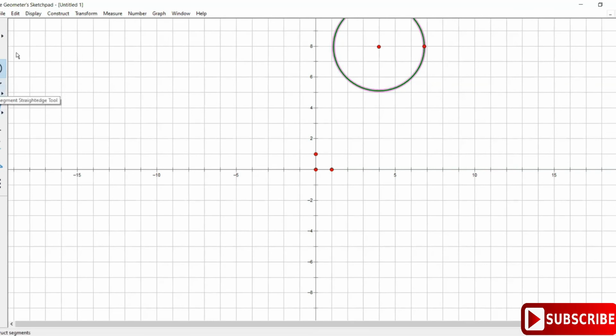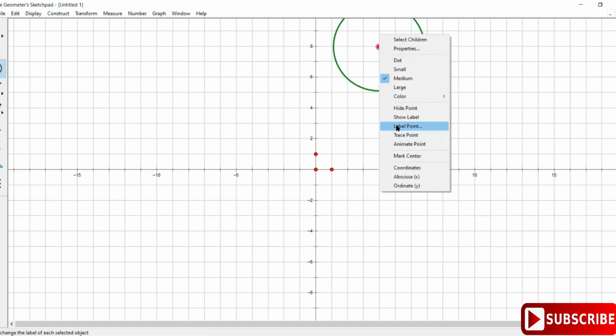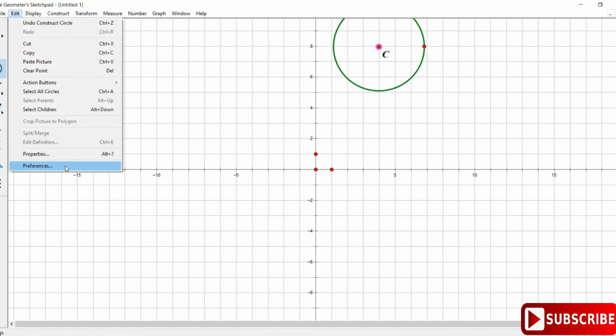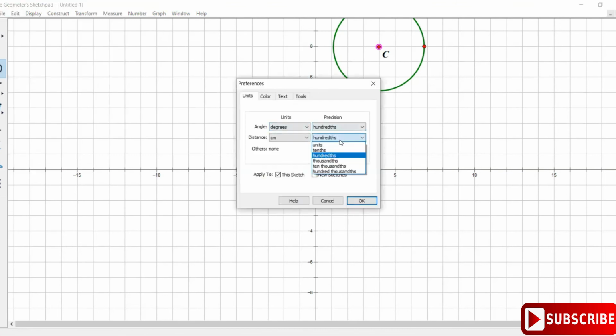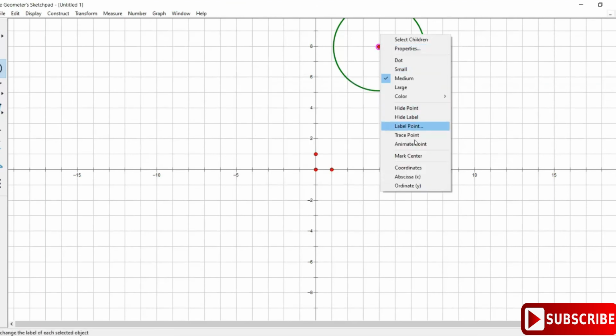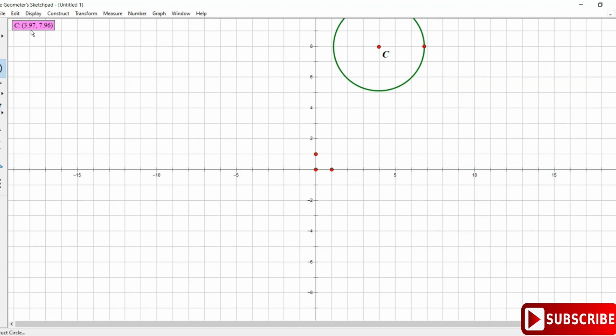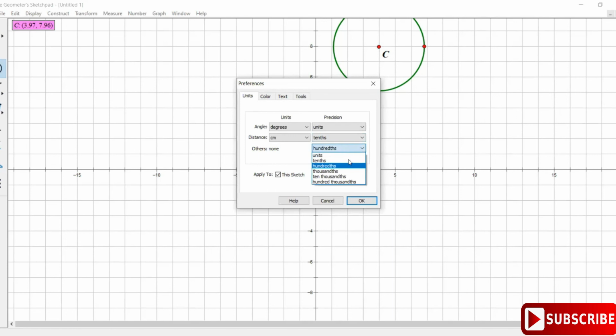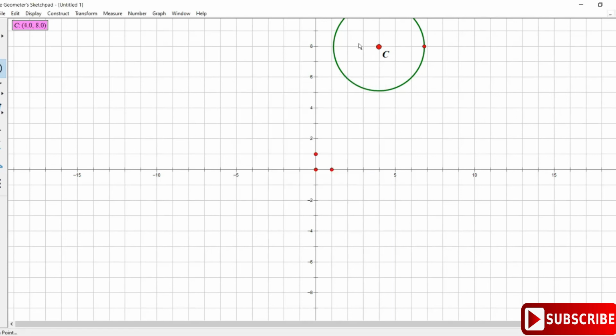And what we want to find is the distance from the center. Let's label the point as C, this is the center of the circle, and let's put in the coordinates. We want the distance to be in units. I want it to be in tenths. There it is. This is 4.8. This is the center C. So this is the coordinate of C.